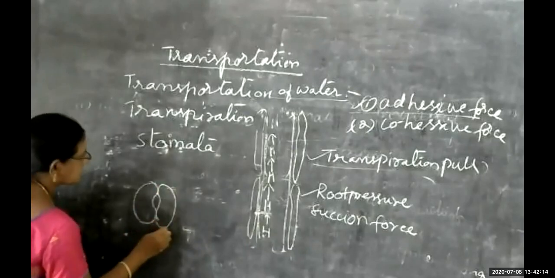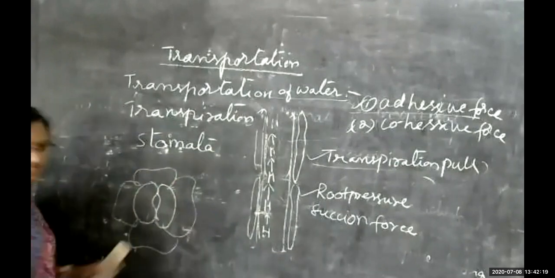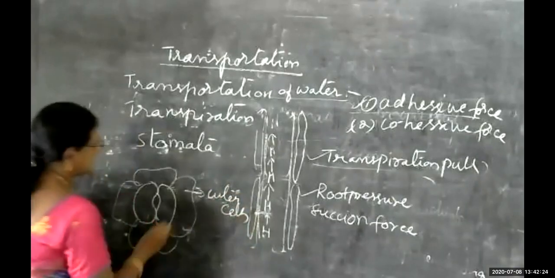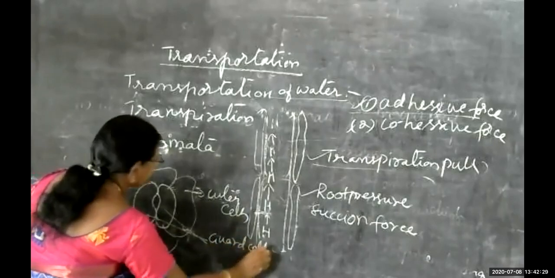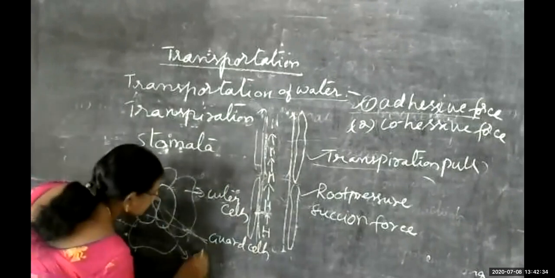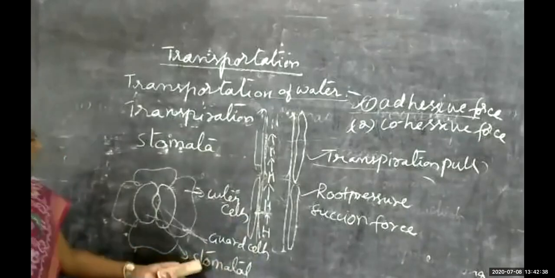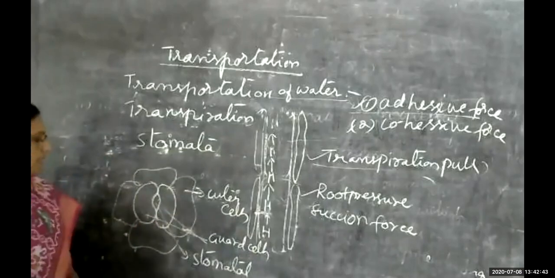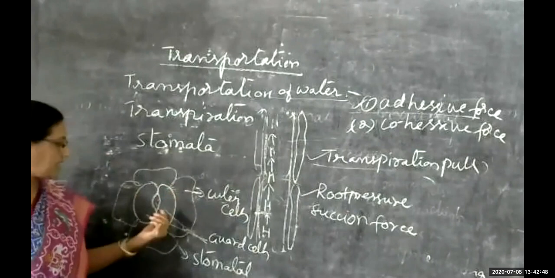So this is the structure of stomata, and these are the subsidiary cells, and these two are known as guard cells. And this aperture is there, no? This is the stomatal aperture. So how does the stomatal aperture function? With the help of the guard cells. These guard cells give certain guidance for closing and opening of the stomata.